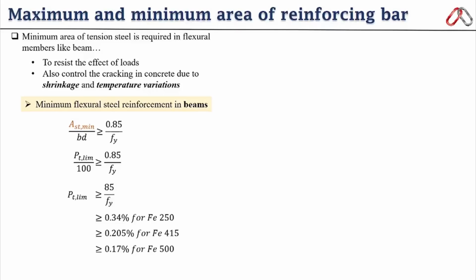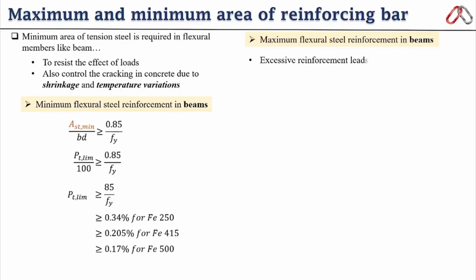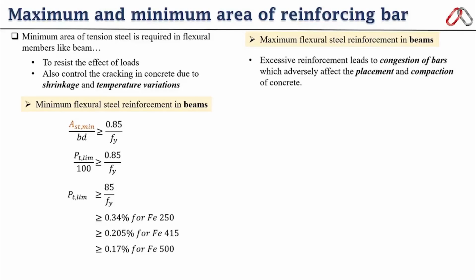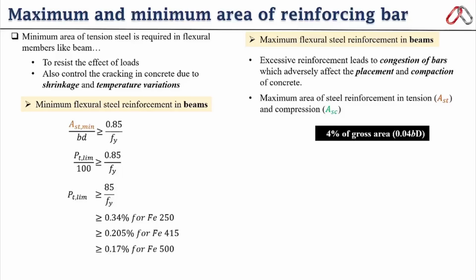Now, on the other hand, we also limit the maximum flexural steel reinforcement in a beam. The reason for this is that excessive reinforcement leads to congestion of bars, which adversely affects the placement and compaction of concrete. Maximum area of steel reinforcement in tension Ast and compression Asc is 4% of gross area. That we call 0.04 bD. Here b is the width of beam section and D is overall depth. Hence, bD is gross area for beam section.